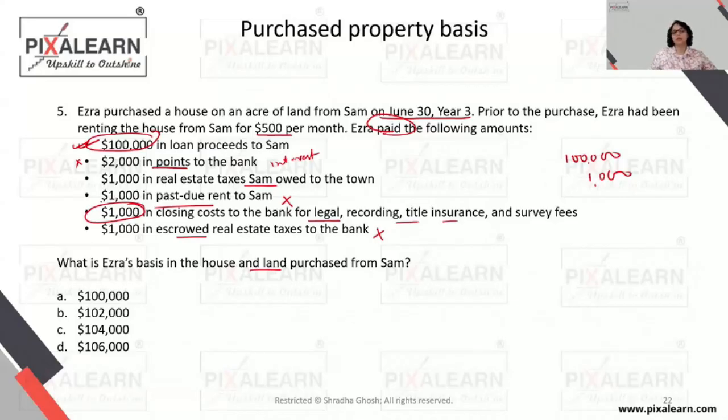So what is there? This is also not there. This is also not there. Yeah, this is important. If I am paying some money that the owner had to pay, and this money is not going to be reimbursed to me by the owner, that means this is the additional consideration that was paid by me. So even this 1000 has to be added, and the purchase price of the building in my books becomes 102,000. This is clear to everybody.